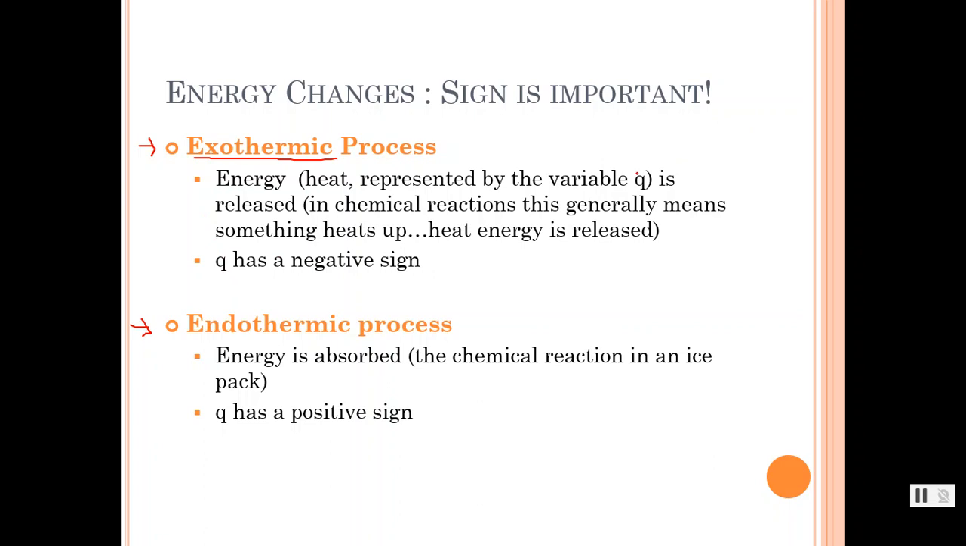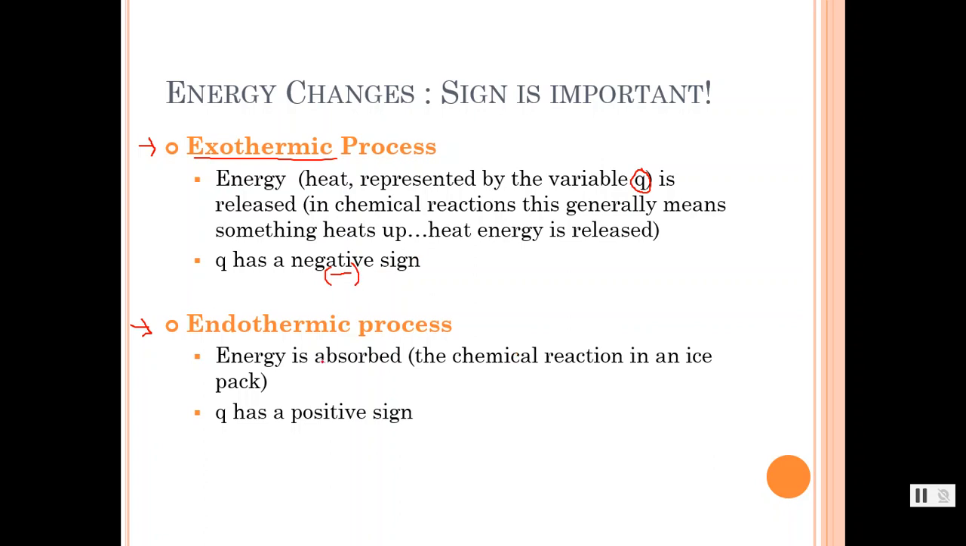And we use this variable Q to denote that we're talking about energy. So if a process has a Q, has an energy that is exothermic, since it's losing heat, that associated heat, that Q, is going to have a negative sign associated with it. It means it has lost heat.